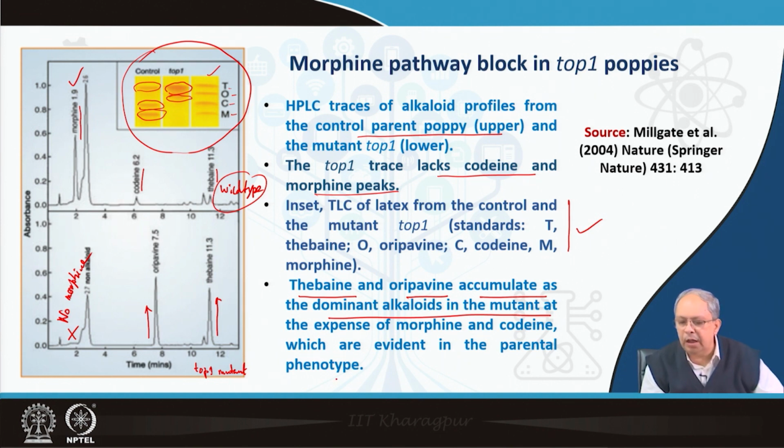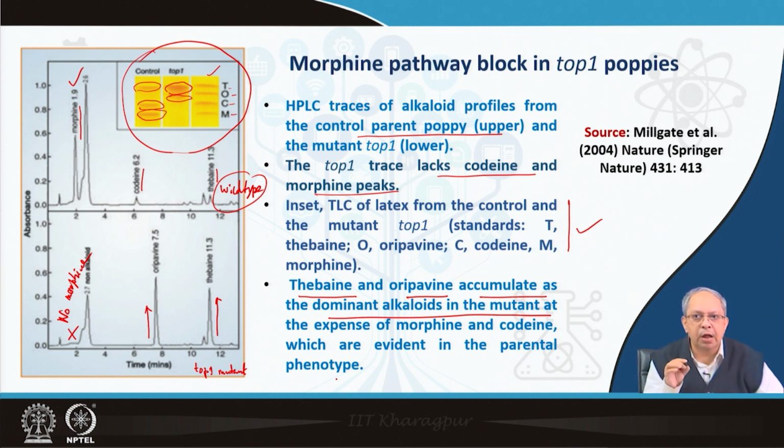So, this is very clear, and this is basically an outstanding achievement, and that is why this paper was published in Nature. Why an outstanding achievement? Because we found what scientists found, that it is not producing morphine and codeine. That means that the pathway is blocked in the mutant.